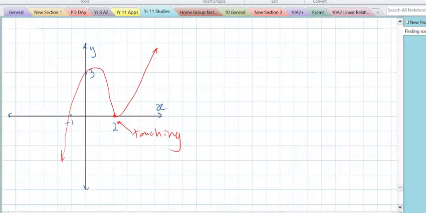Once again, a gorgeous graph. Majestic even, yes, thank you.